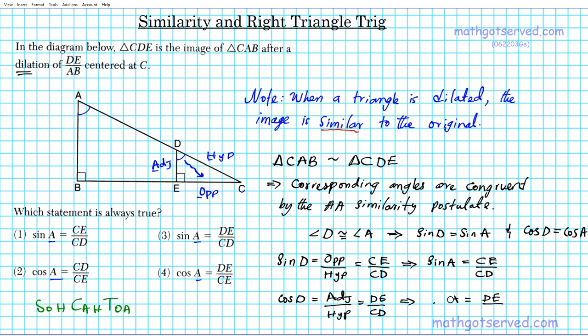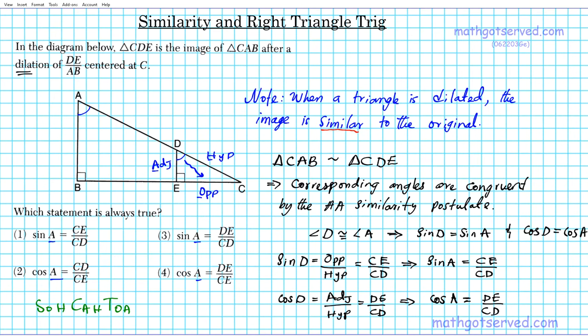So cosine of D is equal to cosine of A. Right there, because angle D and angle A are the same. So cosine D is going to be the same thing as cosine A. All right. Okay, so DE over CD.